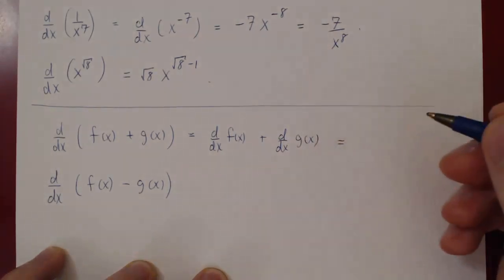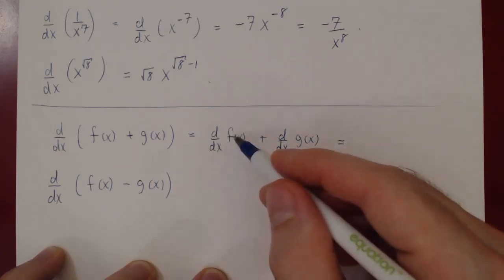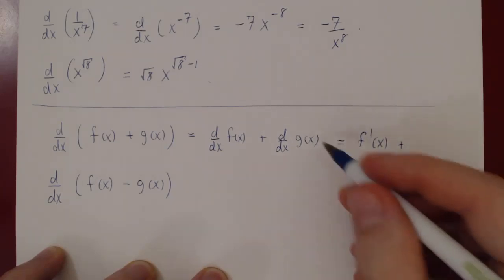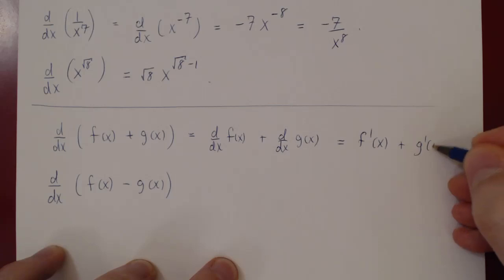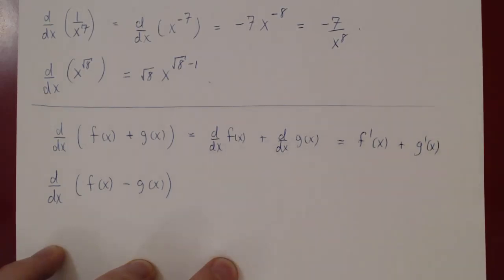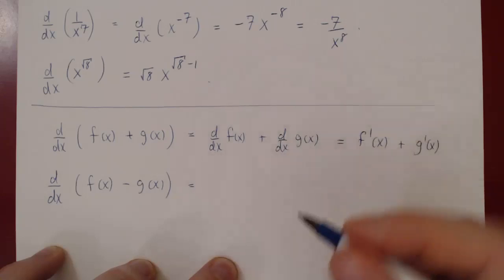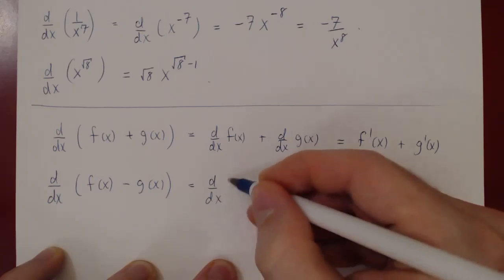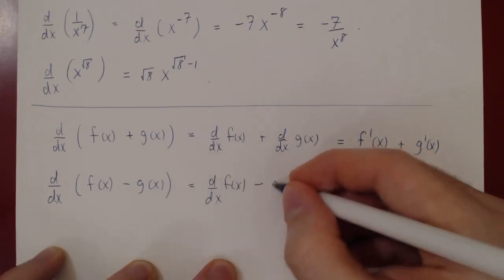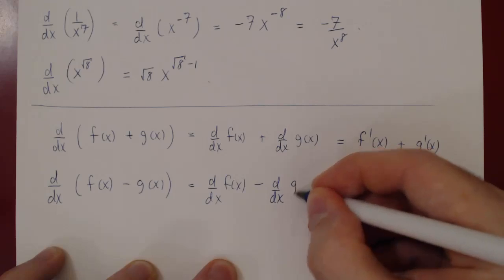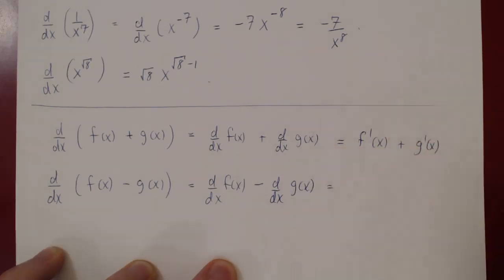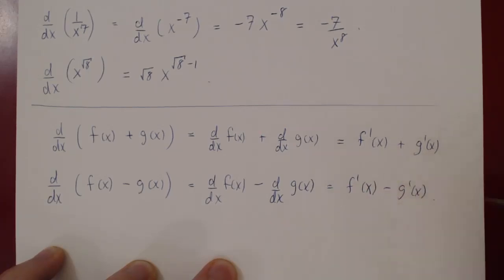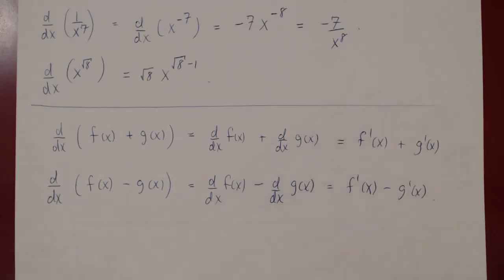And we can write this slightly more concisely because the derivative of f of x can be written as f prime of x, and the derivative of g of x can be written as g prime of x. Same thing, but it takes a little less writing. Same for a difference. The derivative of a difference of two functions will be the difference of the two derivatives. And we can write this as f prime of x minus g prime of x. Let's look at a few examples.